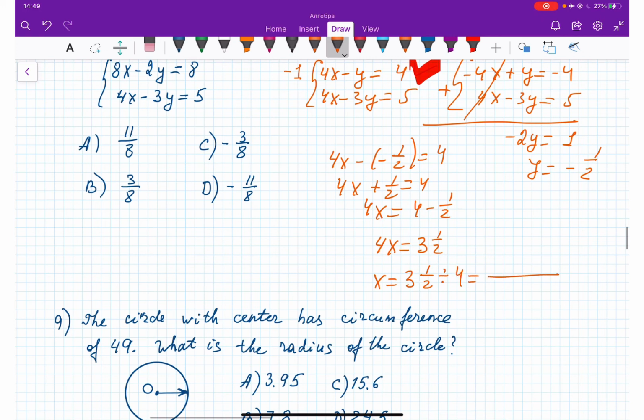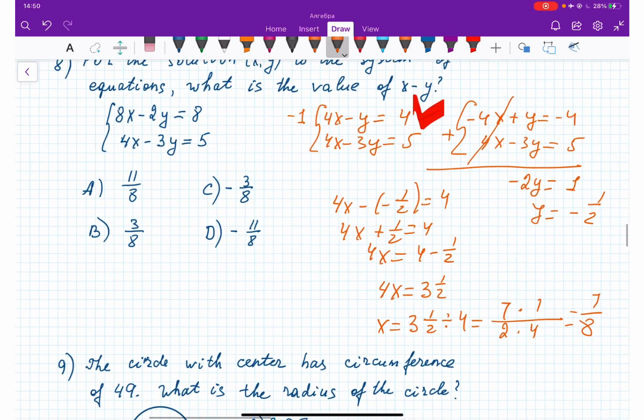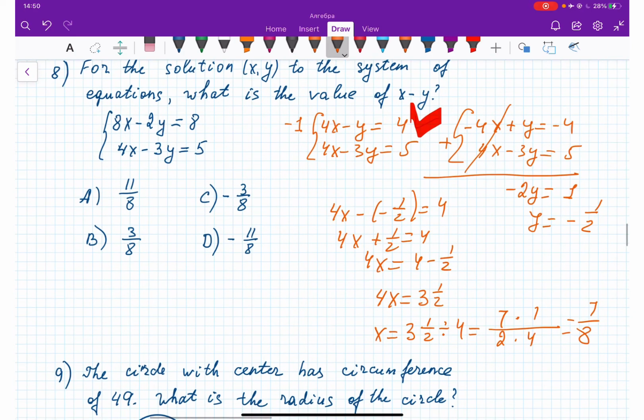How are we going to divide? Convert into an improper fraction. 3 times 2 is 6, 6 plus 1 is 7, so 7 over 2. When you divide by 4, you flip the fraction and do multiplication. If I flip the fraction, I get 1 over 4. And I'm getting 7 over 8. Okay, there must be some mistake either in the answer or in my solution.